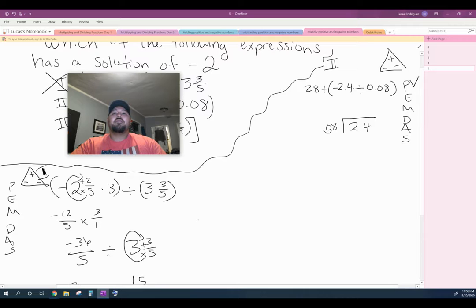0.08. I need to move that over twice. Move this over twice. Bring it up. Right here. So this turns into an 8. And this turns into 240.